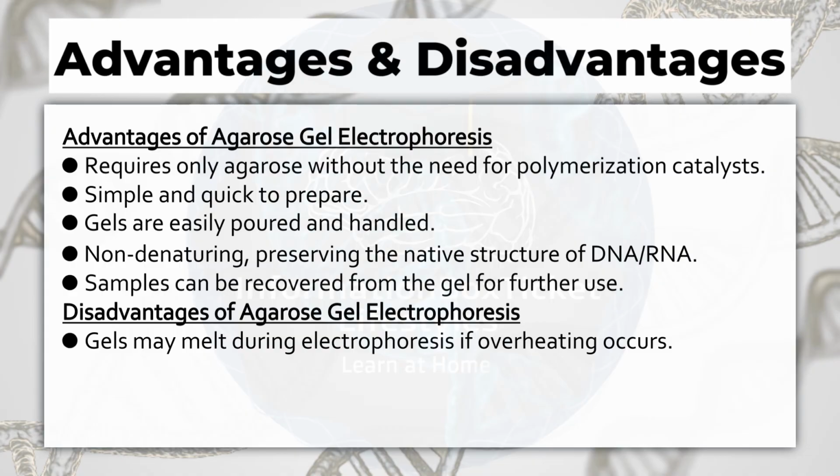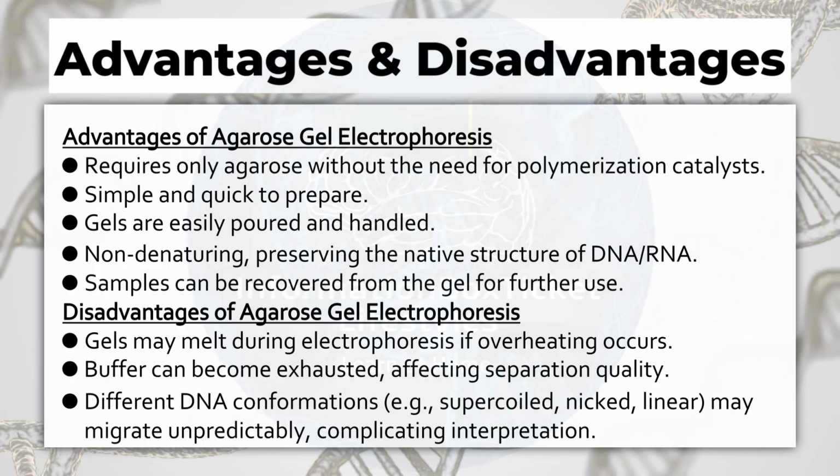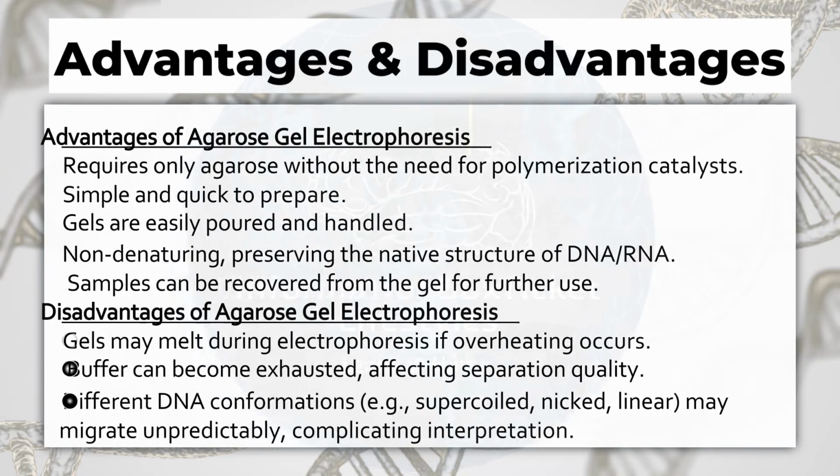Gels may melt during electrophoresis if overheating occurs. Buffer can become exhausted, affecting separation quality. Different DNA conformations, e.g., supercoiled, nicked, linear, may migrate unpredictably, complicating interpretation.